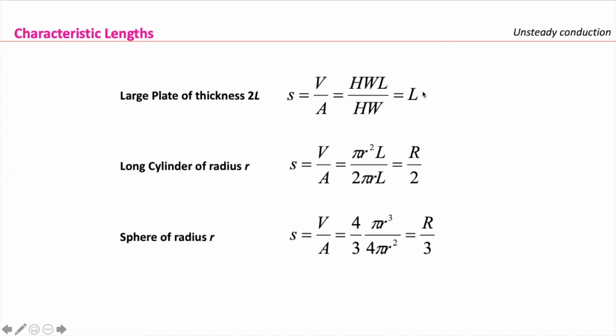And if we cancel terms, here we have that the characteristic length for a plate is only the length L. Same thing with the cylinder: we cancel pi, one R, the L, right? And the characteristic length for a long cylinder is going to be R over 2, the radius over 2. For a sphere, we do the same thing, and the characteristic length is going to be the radius over 3. So that's how you calculate the characteristic length for these three shapes. Again, for the plate, only L, the length. For the cylinder, R over 2. And for a sphere, the radius over 3. That's how you calculate the characteristic length for getting the Biot number.